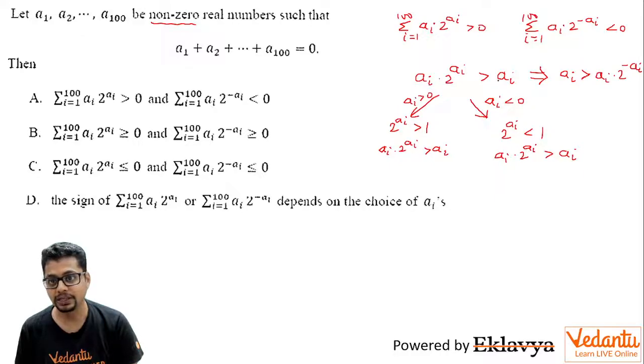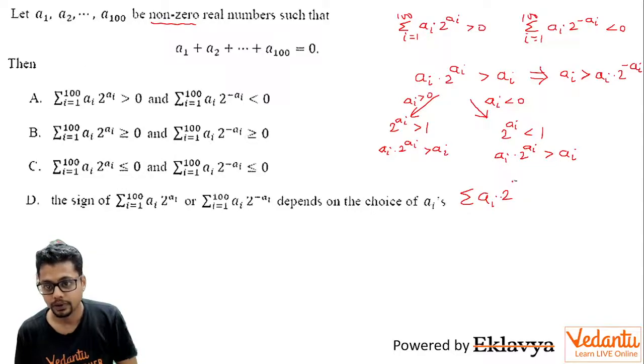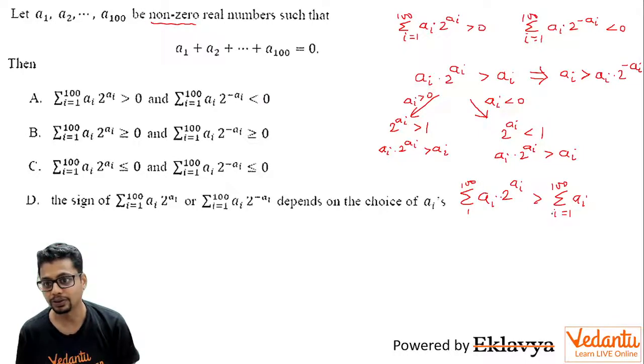So based on these two, you can easily comment that sigma ai times 2 to the power ai, where i varies from 1 to 100, will always be greater than sigma ai, i equal to 1 to 100, which is essentially 0. This is essentially 0. It is given to us as 0. So that means option A is correct.